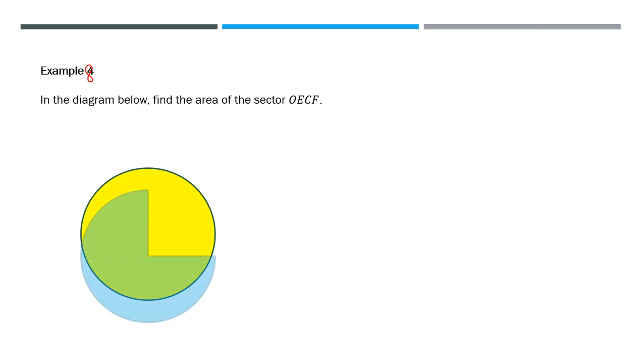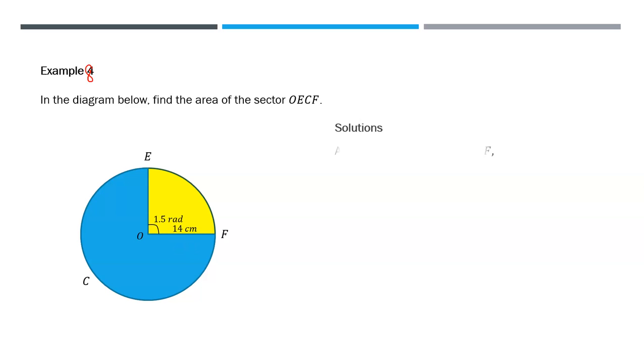Okay, example number 7. Okay, this one should be number 8. Example 8, in the diagram below, find the area of the sector OECF. Okay, that's the angle. Oh, you have to find the area of the blue part. Solution, area of major sector. Right? So area of sector, what is the formula? 1/2 r square theta. So in this case, you know the r adalah 14.